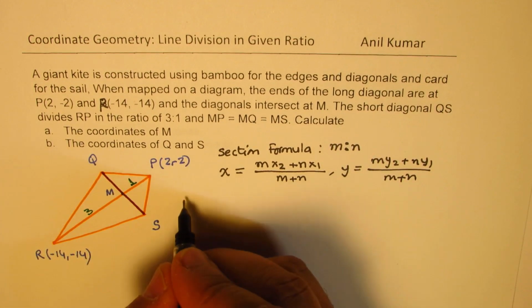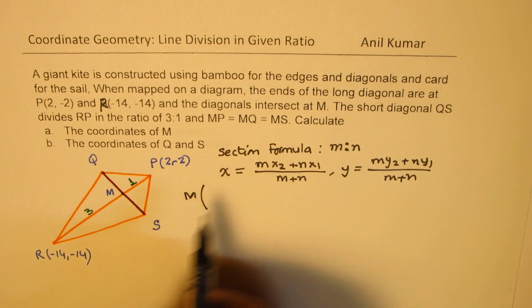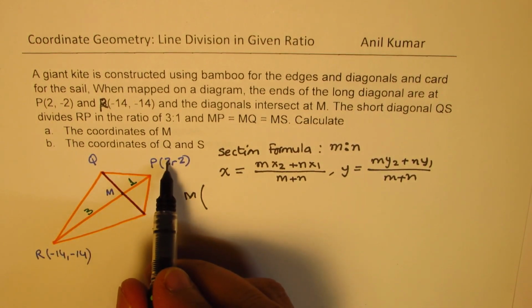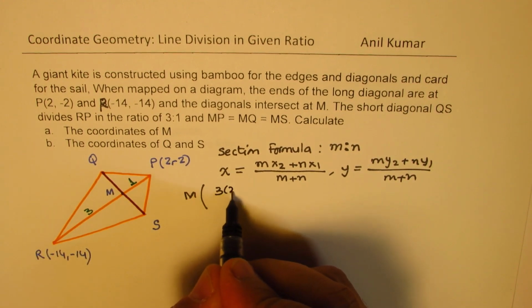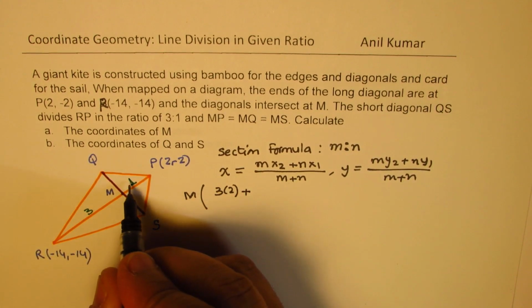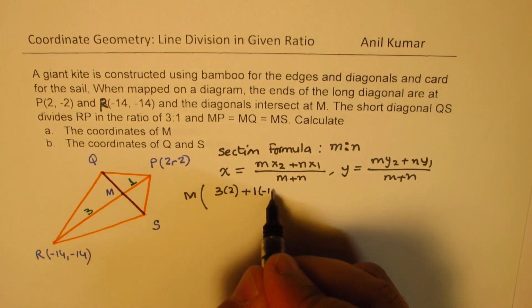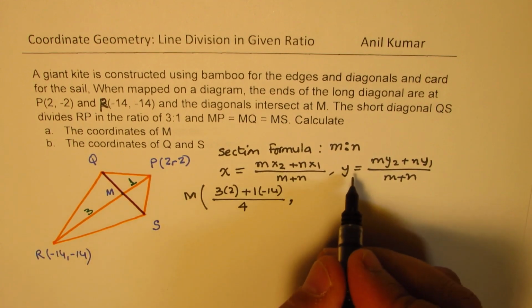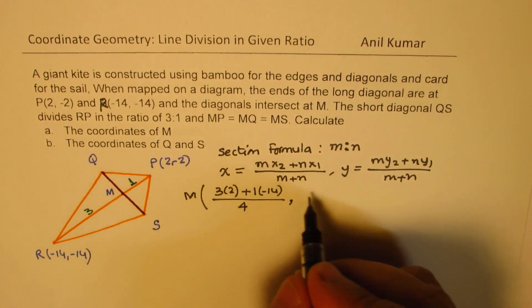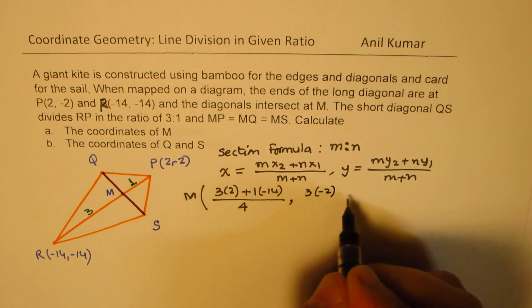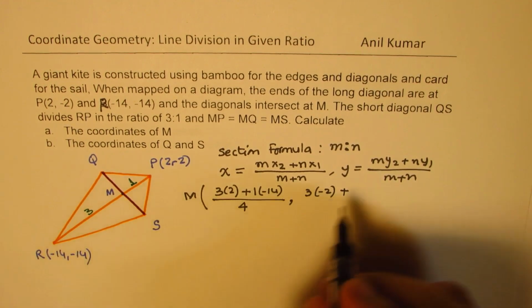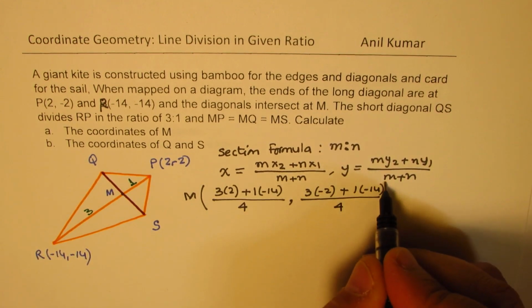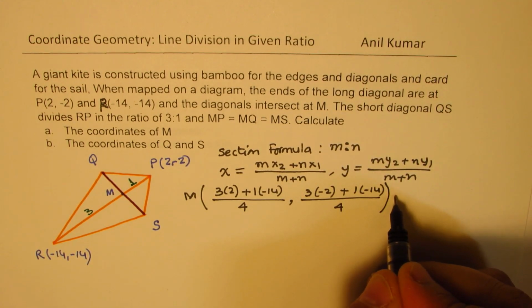So for M, the points are, this is 3, right? And that is 1. And so 3 will get multiplied with 2. So it is 3 times 2 plus 1 will get multiplied with minus 14 over 3 plus 1, which is 4, correct? And the y coordinate will be 3 times minus 2 plus 1 times minus 14 over 4. Clear? So that is equal to what?